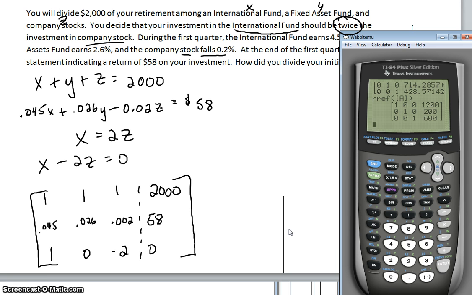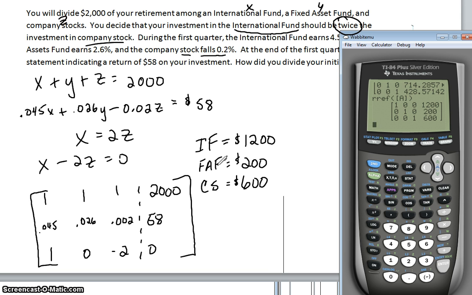And I'm going to get that in the International Fund, there was $1,200. The Fixed Asset Fund, there was $200. And the company stocks, there was $600. Darn the company for falling, negative.